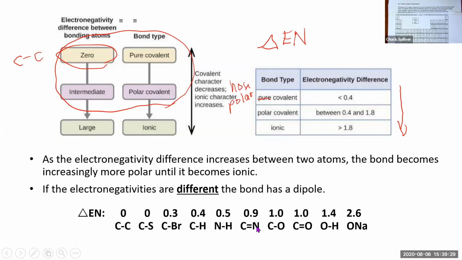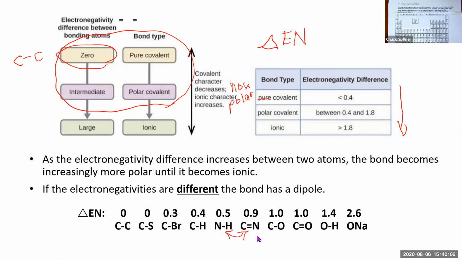So nitrogen is 3.0, and carbon is 2.5. So this should be 0.5, not 0.9. I'm not sure why it's 0.9. Oh, these are switched. The NH, sorry, this should be this. These are flipped. So the CN is 0.5 and the NH is 0.9.